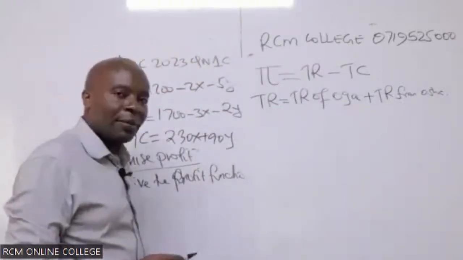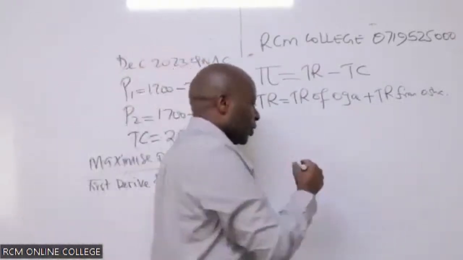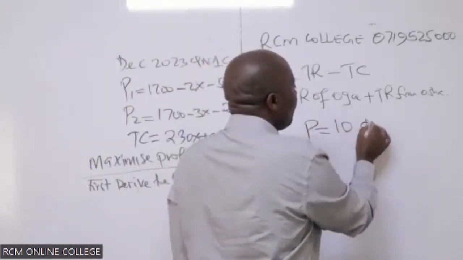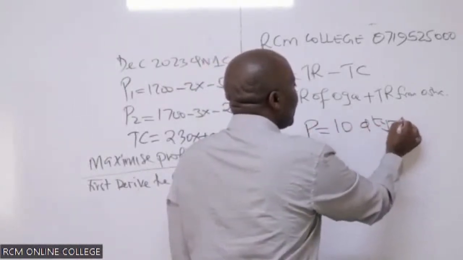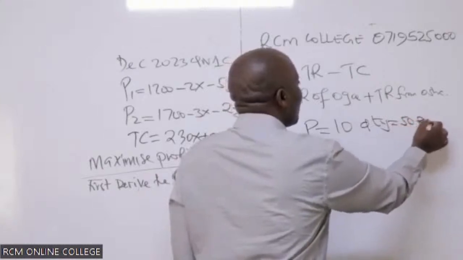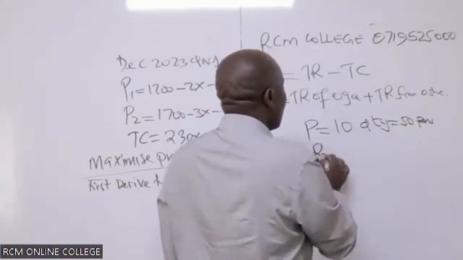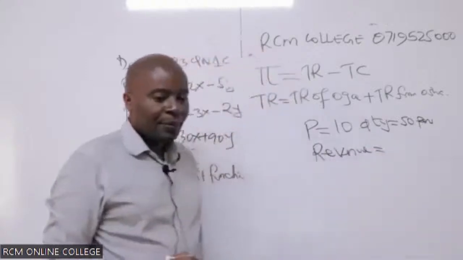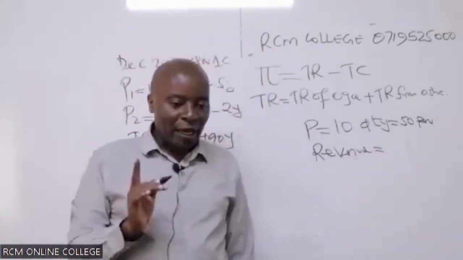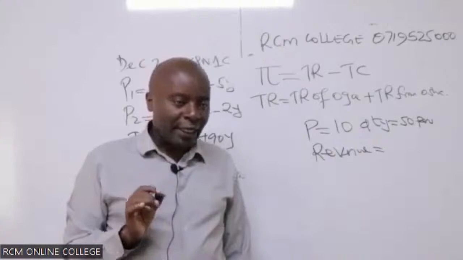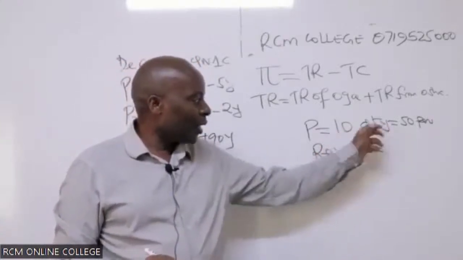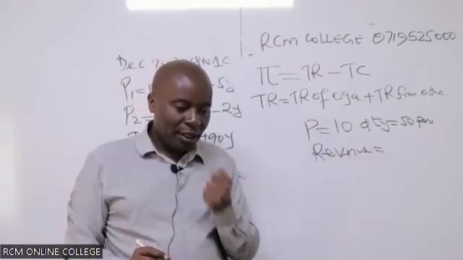But now, ladies and gentlemen, assuming I'm selling pens, and one pen is going for 10 bob. On a given day, if I sell, for example, 50 pens, quantity sold is 50 pens, would you kindly tell me how much revenue I will have generated, each at 10?